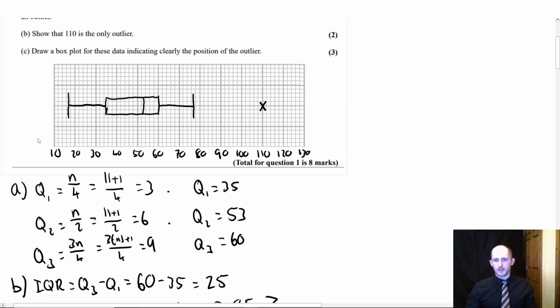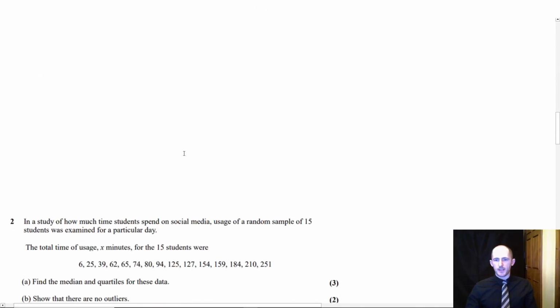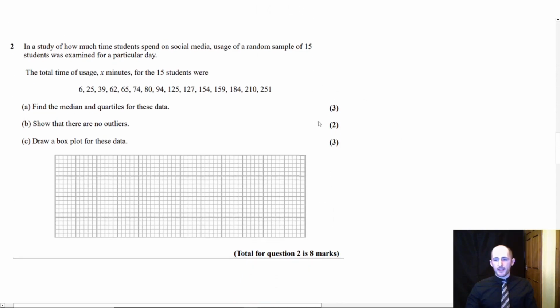So again, you need kind of a good spread on the axes, which you do need to label. You need to include the outlier and then just accurately plotting those values. So again, every year a box plot question has come up, so you should definitely keep that in mind.